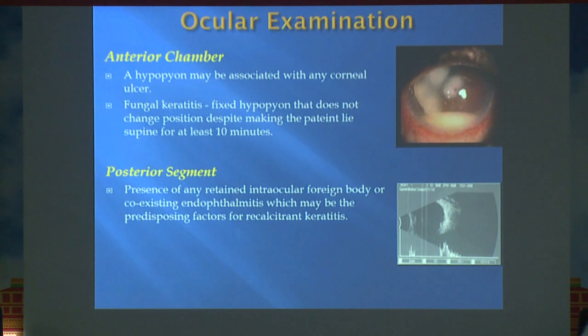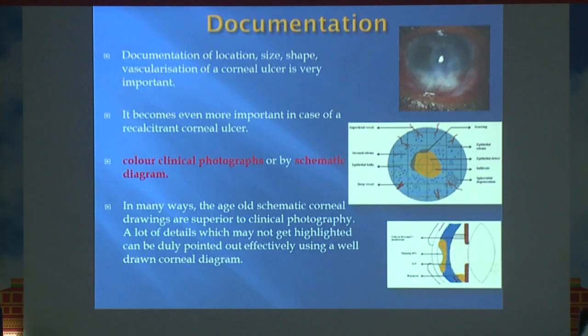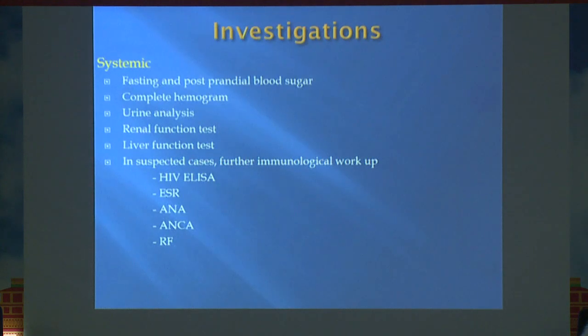In fungal keratitis, fixed hypopyon is there that does not change position despite making the patient lie supine for at least 10 minutes. If the posterior segment is visible, then okay, otherwise we have to do B scan for that. Documentation of location, size, shape and visualization of corneal ulcer is very important. It becomes even more important in case of recalcitrant corneal ulcer. Colored clinical photographs may be taken, or schematic diagrams must be drawn on paper for each and every visit.